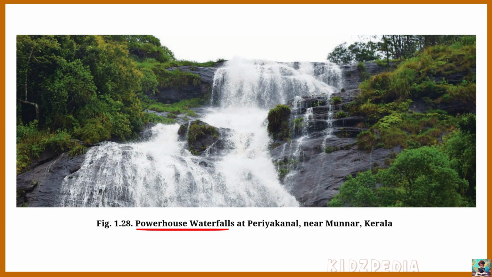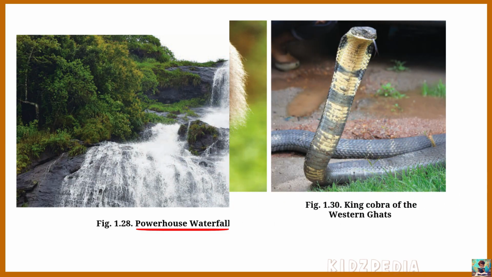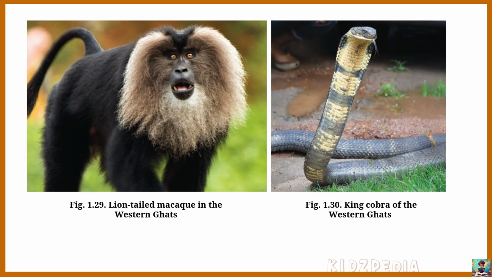Surrounded by hills and greenery, the water flows down with great force, especially during the rainy season, making it a scenic and refreshing place. Figure 1.29: Lion-tailed macaque in the Western Ghats. Lion-tailed macaque is a type of monkey found in the Western Ghats. It has a black body with a silver-white mane around its face, which looks like a lion's mane. These monkeys live in dense forests and are rare and endangered.